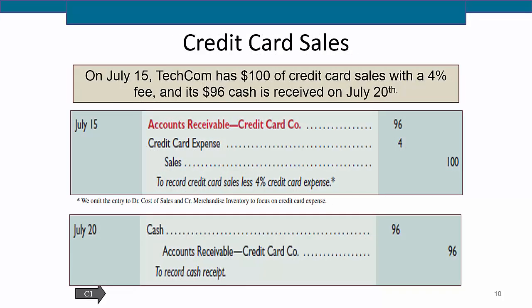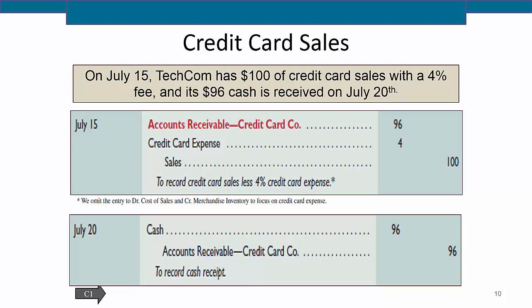To illustrate, assume TechCom has $100 of credit card sales with a 4% processing fee and will collect the net amount of $96 cash from the credit card company on July 20th. Two entries are made. The first to record the sale and receivable from the credit card company, and the second to record the cash collected. Notice that the receivable is from the credit card company and not from the end customer. The end customer owes the credit card company, not TechCom, okay?